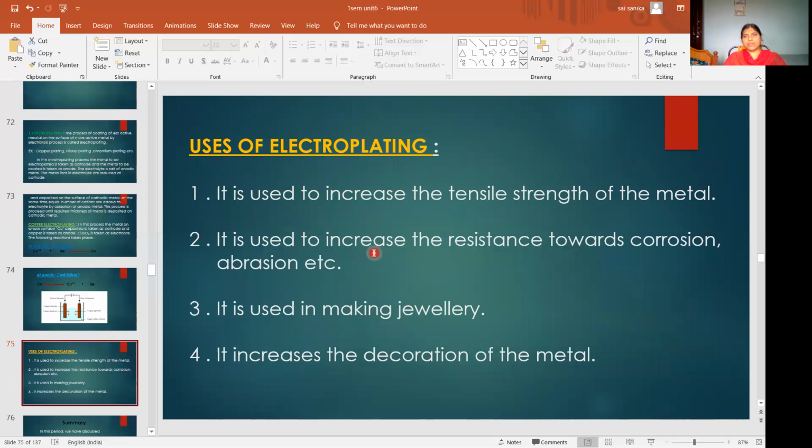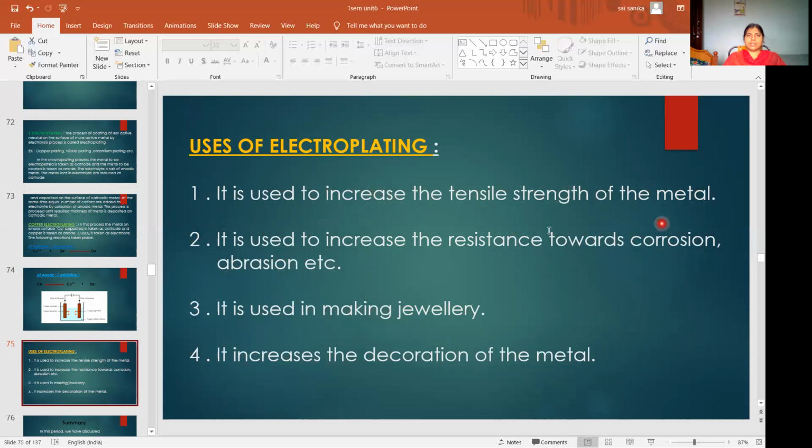So, uses of electroplating. So what are the uses of electroplating? It is used to increase the tensile strength of the metal. So by plating one metal over another metal, the tensile strength of the metal is increasing. What is meant by tensile strength? Stretching capacity. Okay, the stretching capacity will be increasing. Then what is the second application? It is used to increase the resistance towards corrosion and abrasion.